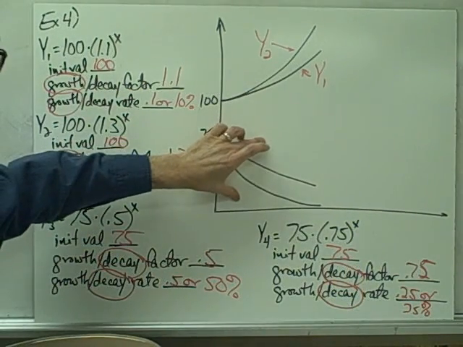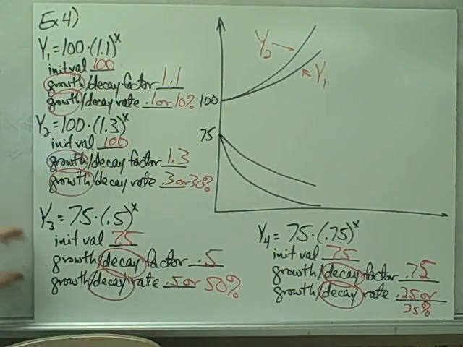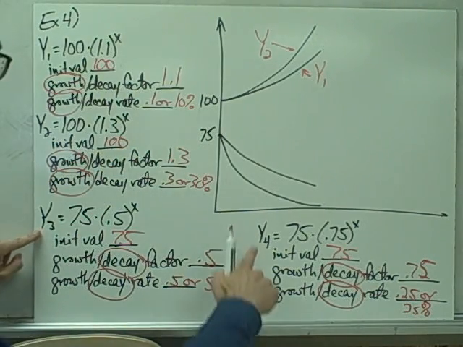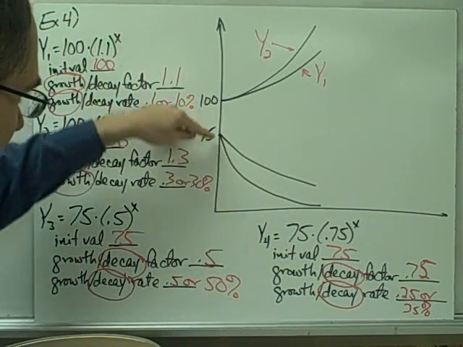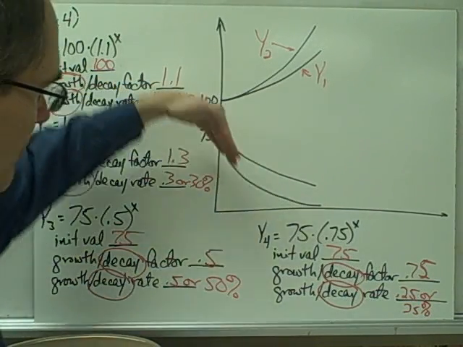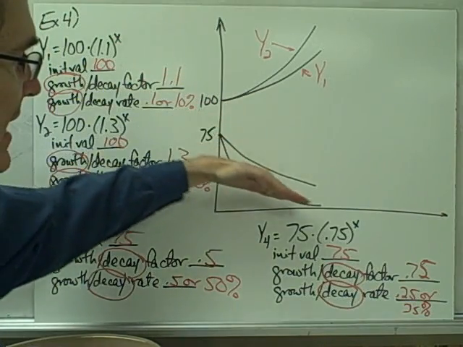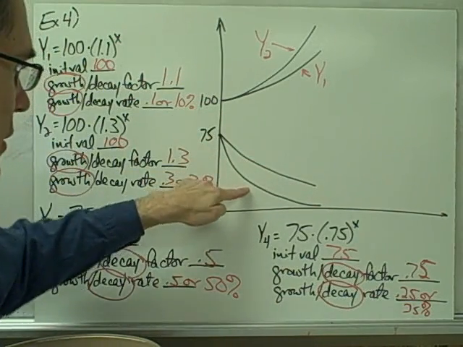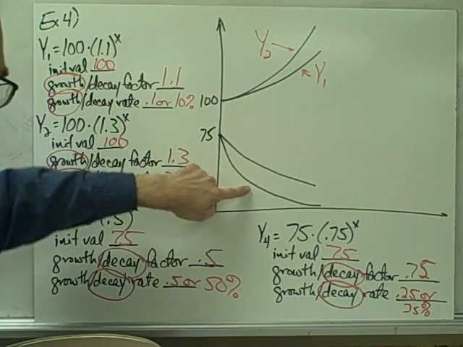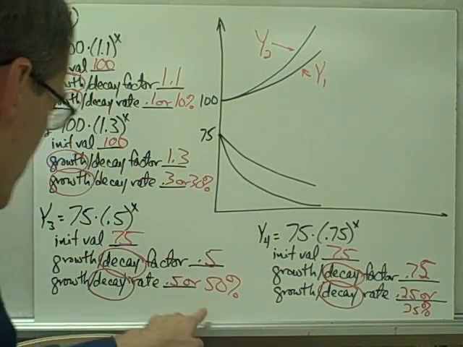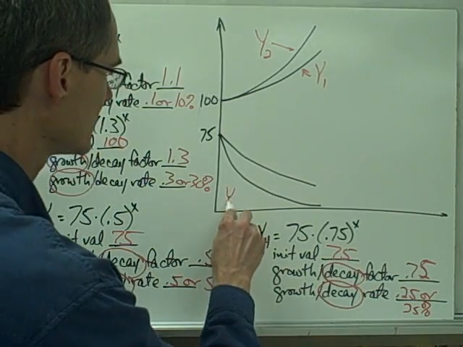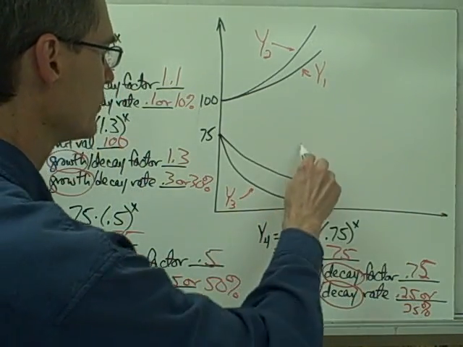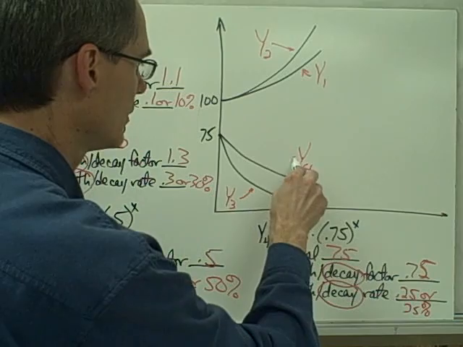Okay, each of these two graphs has an initial value of 75, so that must be y3 and y4. So let's see, one of these graphs is decreasing more quickly, which means it has a higher decay rate. So this one that has the higher decay rate, let's see, one of them has a decay rate of 25%. This one has a decay rate of 50%, so this must be the one that is decreasing more quickly, which means this must be y4.